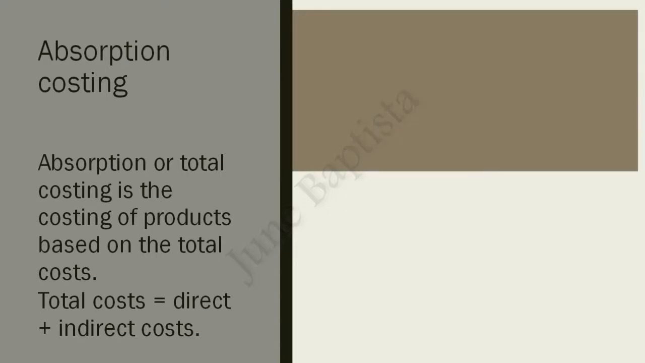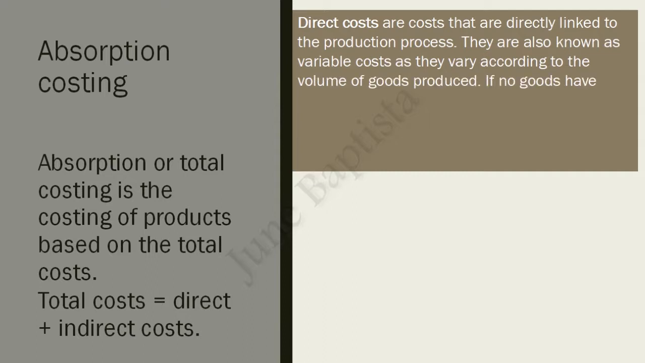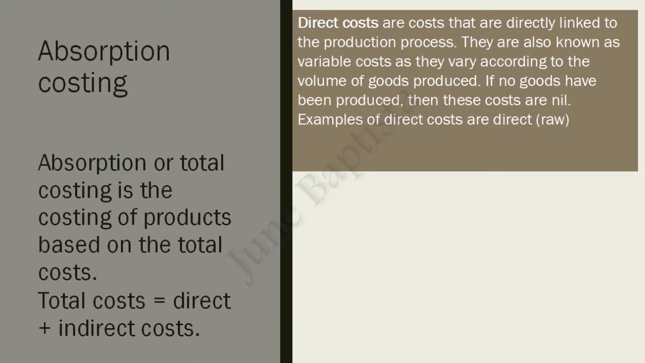What are direct costs? Direct costs are costs that are directly linked to the production process. They are also known as variable costs, as they vary according to the volume of goods produced. If no goods have been produced, then these costs are nil. Examples of direct costs are direct or raw materials, direct labor, and direct expenses such as royalties.